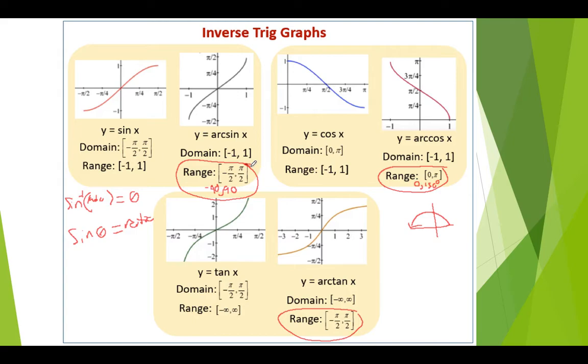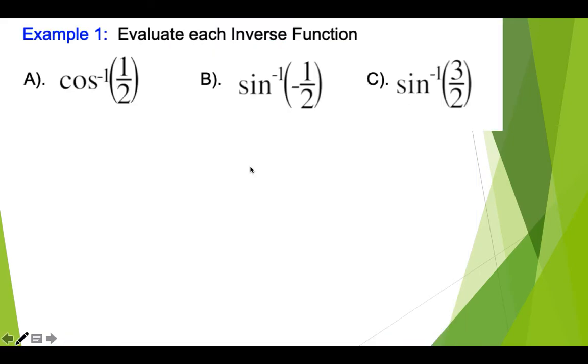And, well, I'll get into it more in these examples. So this is going to be the majority of what we're doing, is evaluating inverse functions. Okay? And so basically, you're plugging in a ratio into these inverse functions, and you're getting out a degree measure. Now cosine, the range was in between 0 and 180 degrees. Okay, so it has to be between 0 and 180 degrees.